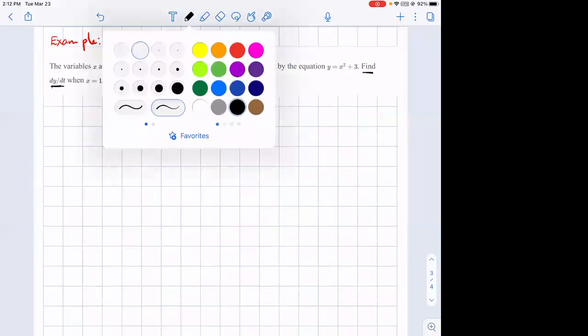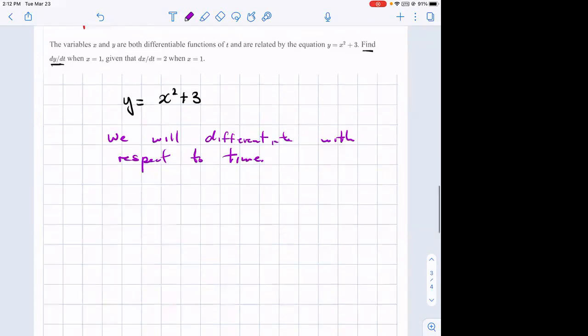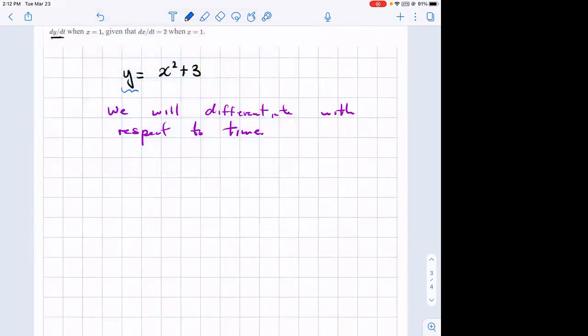So we will differentiate with respect to time. So what do I get if I differentiate y with respect to time?